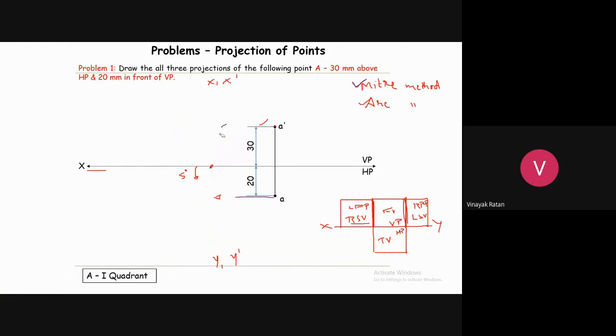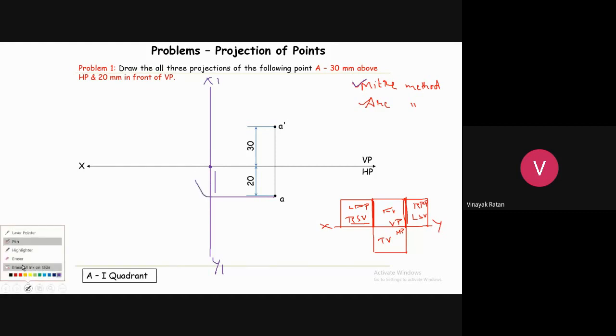Let me erase this. I'll draw using the other method. That is the arc method. Again, first I'll draw a reference line, X1 and Y1. Now, from this top view, that is E, I'll draw a horizontal line till this reference line X1 Y1. Now, with the intersection between the X1 Y1 line and the XY line as the center, and this as the radius, I'll draw an arc here like this.